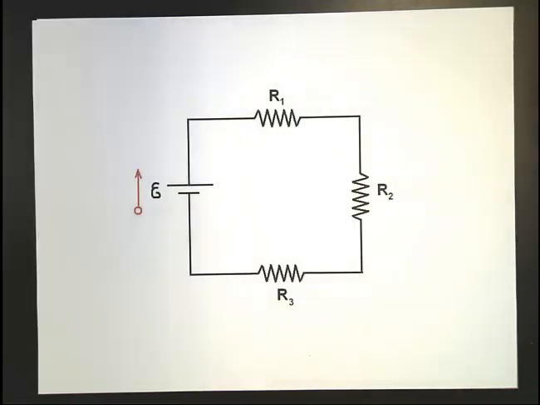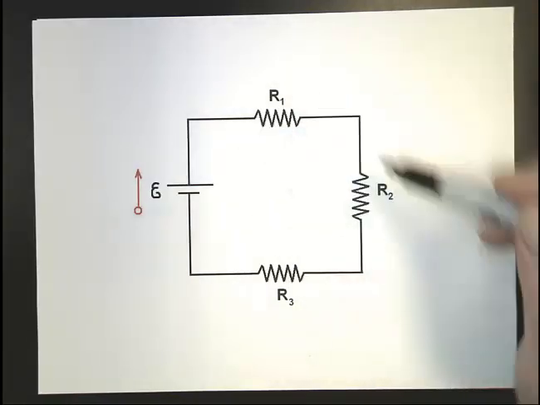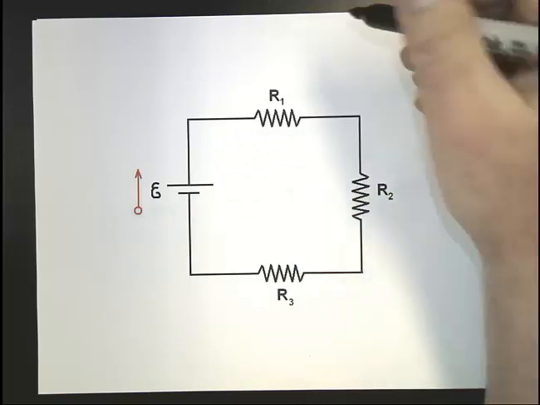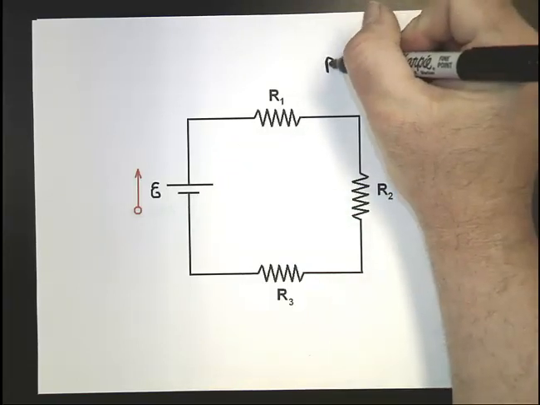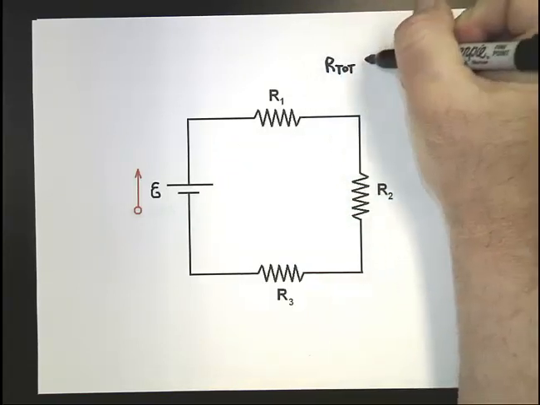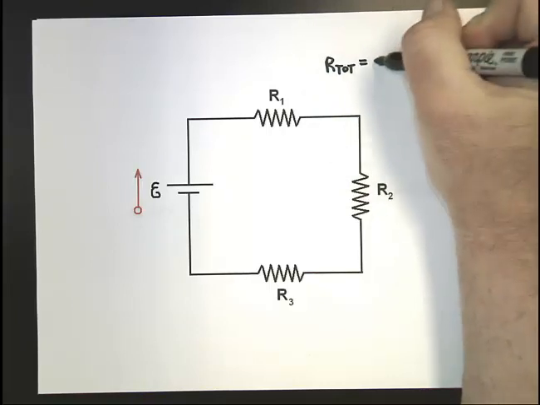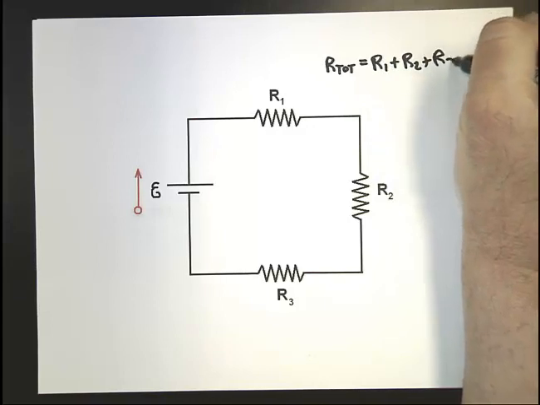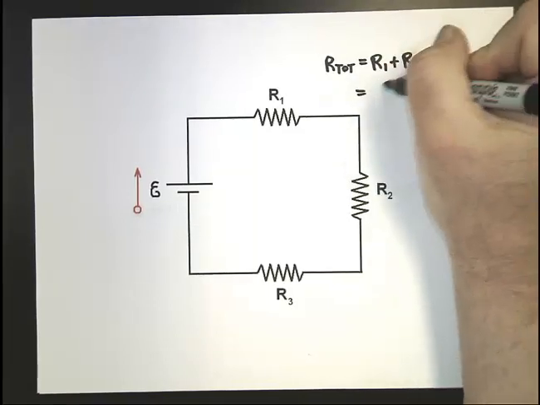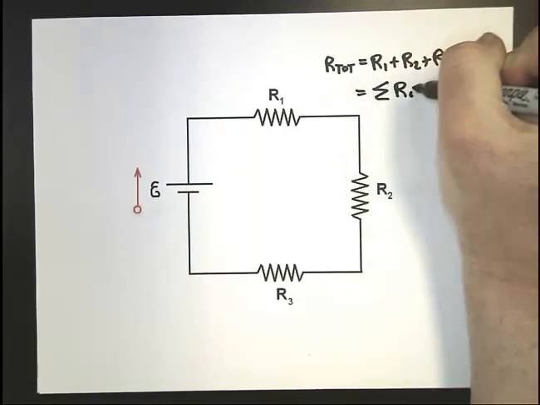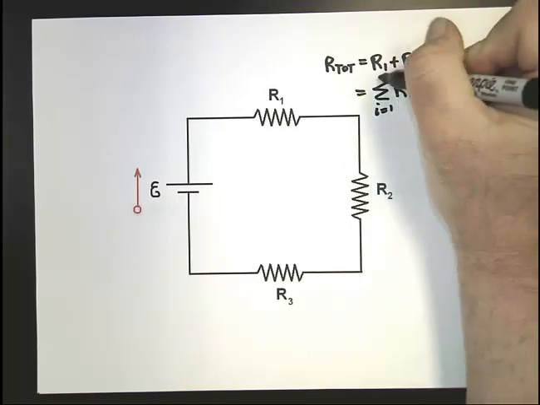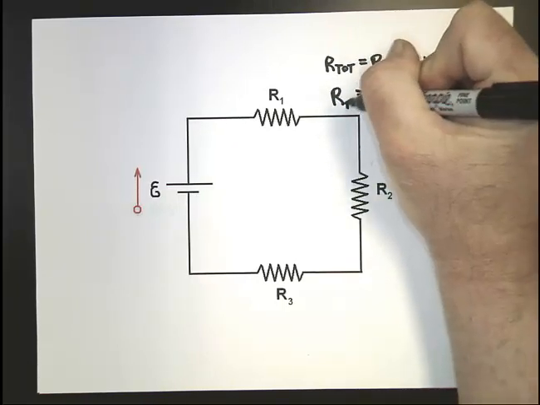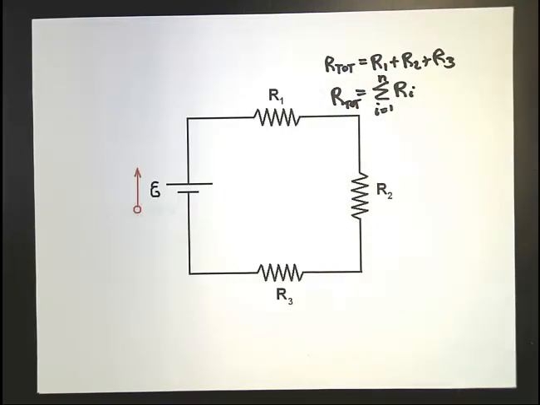One thing you learned last year is that when you have 3 resistors in series, the total resistance is just the sum of the resistors, as long as they're in series. Okay, the book would say something like, add up all the resistors from i equals 1 to N, as long as they're in series, that's the total resistance of the circuit.